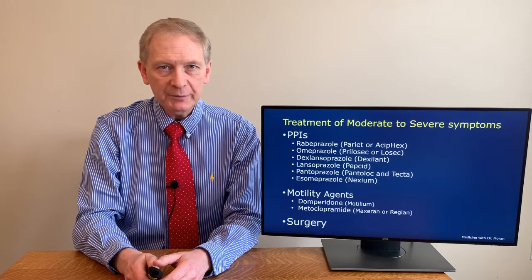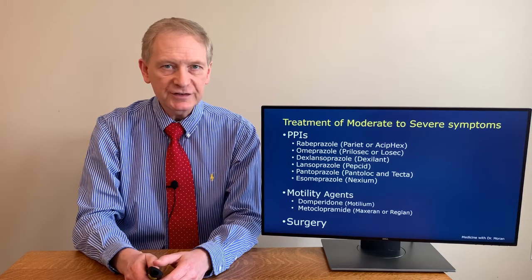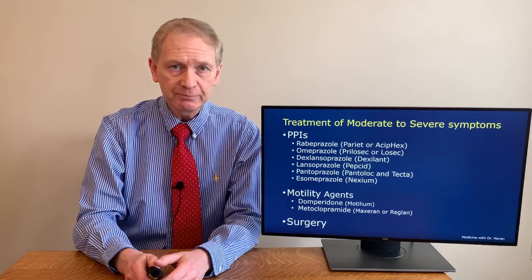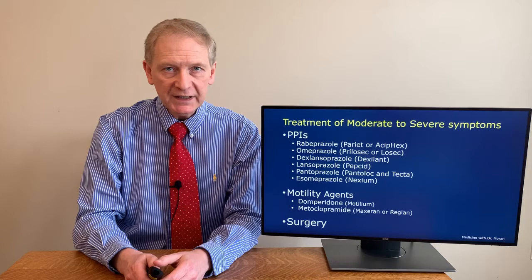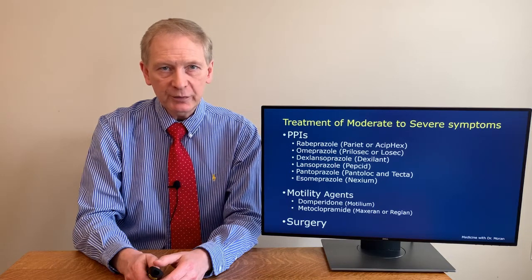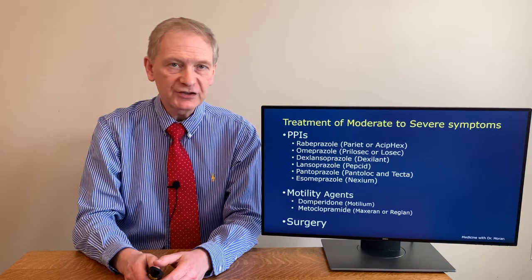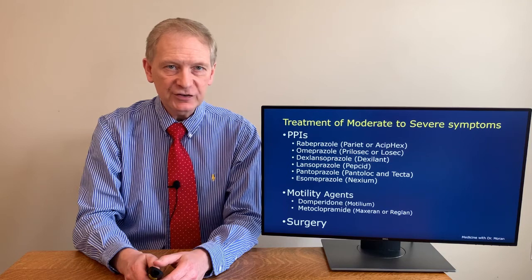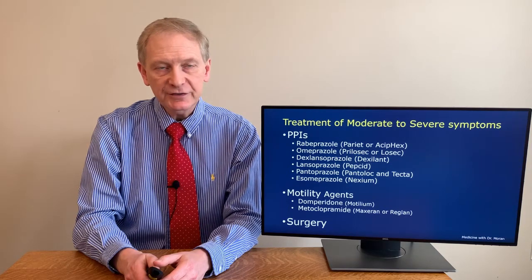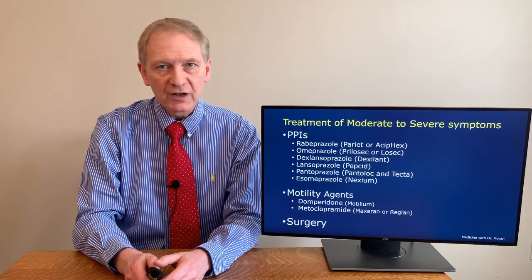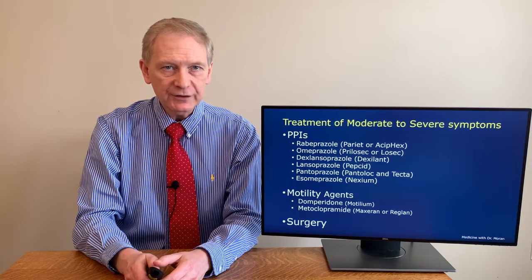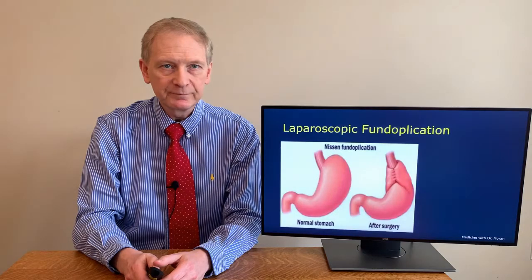If symptoms are suboptimally controlled on the above medications, domperidone or metoclopramide can be added to further improve them. Both of these medications improve the muscle tone of the lower esophageal sphincter to reduce reflux, and they also improve the esophageal muscles' contraction to squeeze and improve acid clearance from the esophagus. Further testing may be required to either confirm GERD or rule out other problems depending on your symptoms.